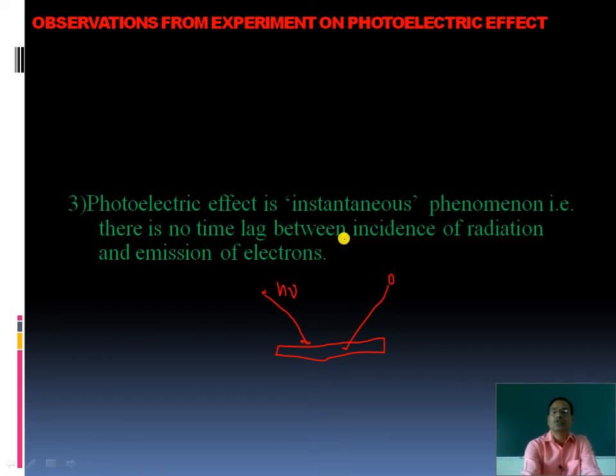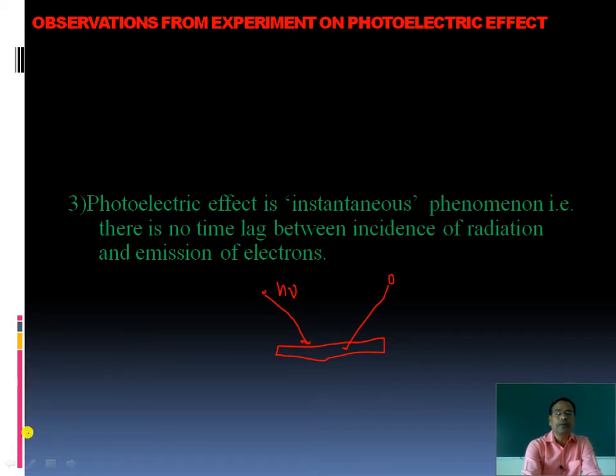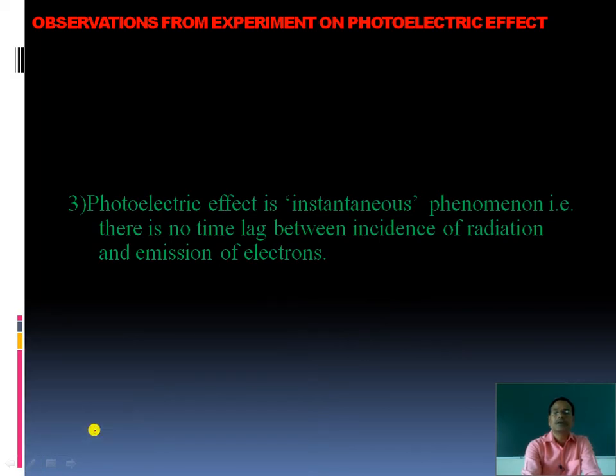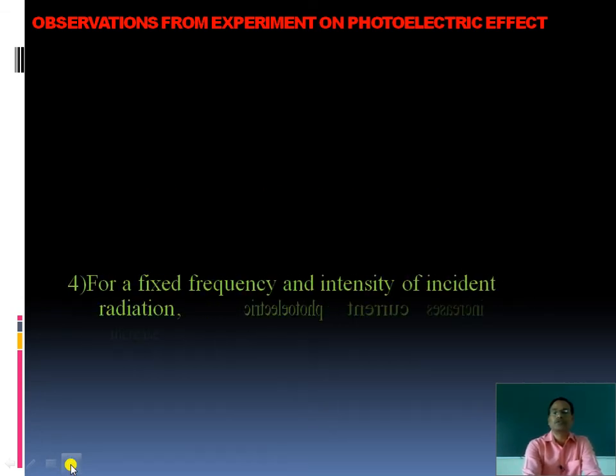That is, there is no time lag between incidence of radiation and emission of electron. So this is the third observation made from the experimental study of photoelectric effect. Now see here, the fourth observation. How can we make the fourth observation?